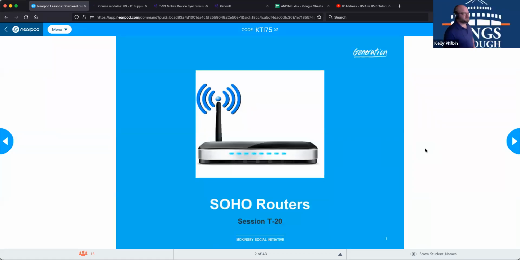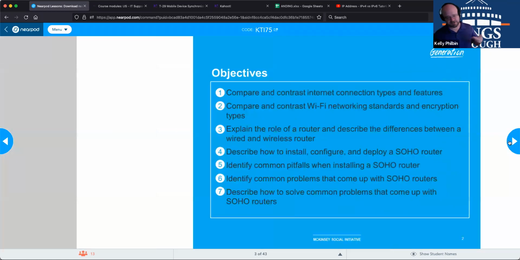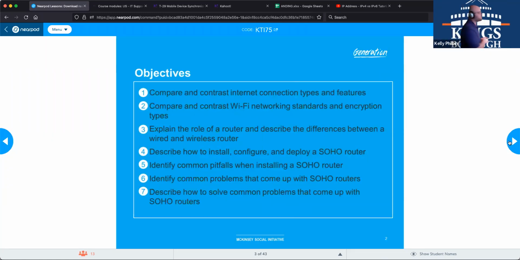All right, welcome to technical session number 20. So we're going to be talking about SOHO routers. Those of you that are curious, SOHO stands for small office, home office. It's typically something we would see in our houses on a regular basis.